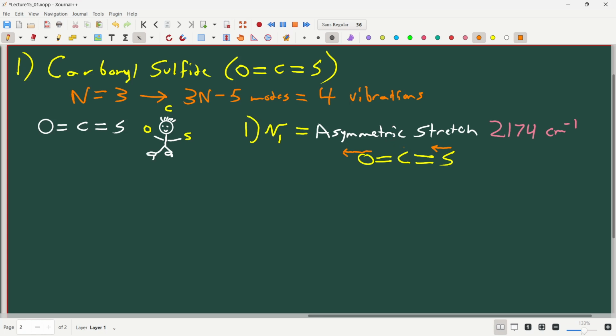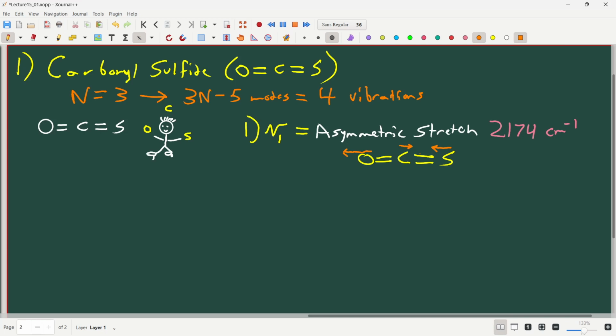Or sorry, the carbonyl has to move slightly in this way to counteract it, right? So you want to get that right. It's just like this, exactly. Right? And this is the highest frequency, 2174 wave numbers.